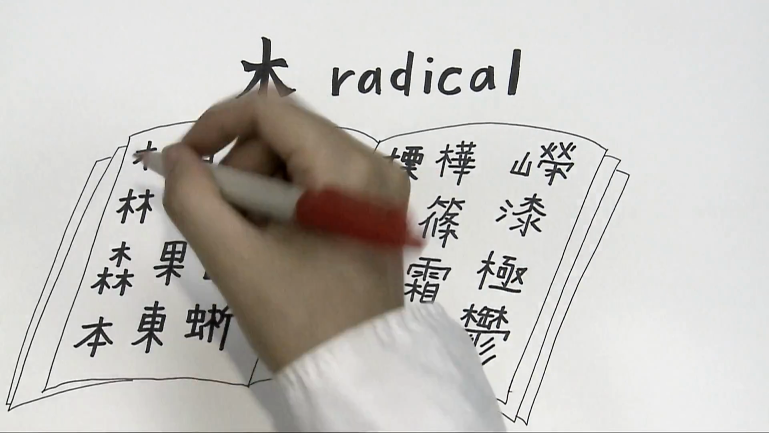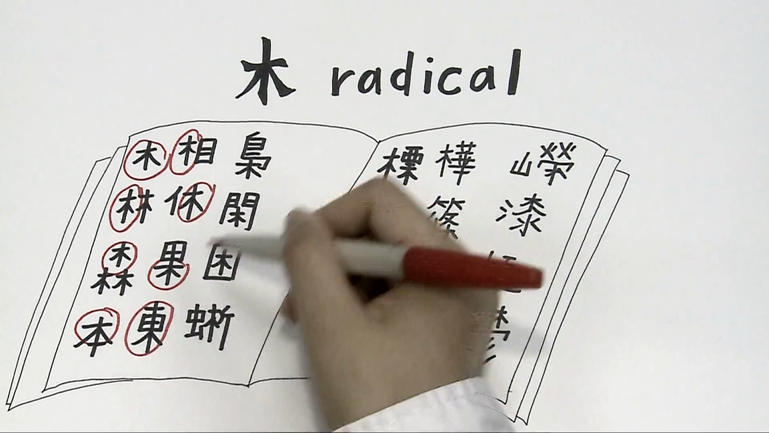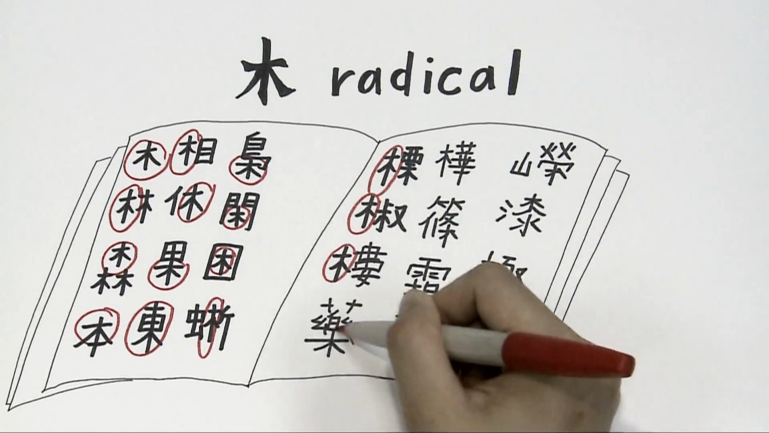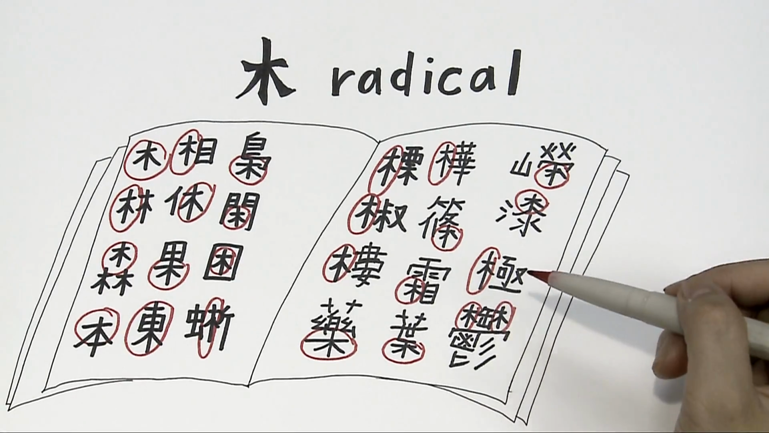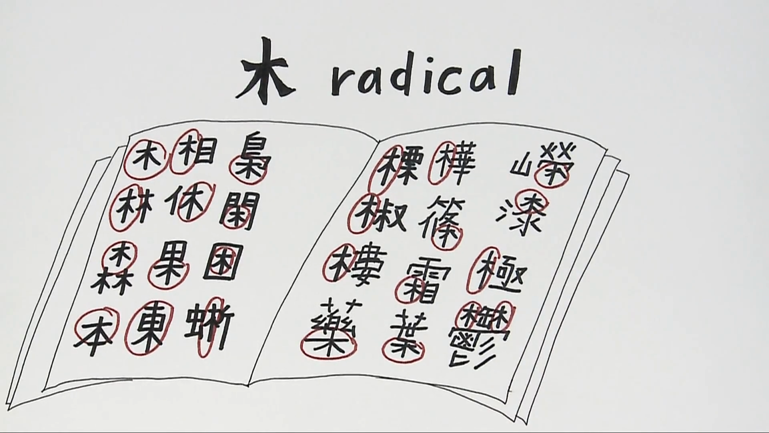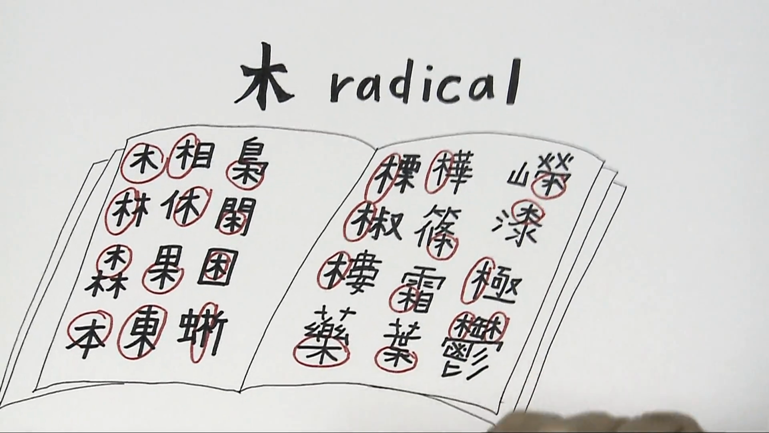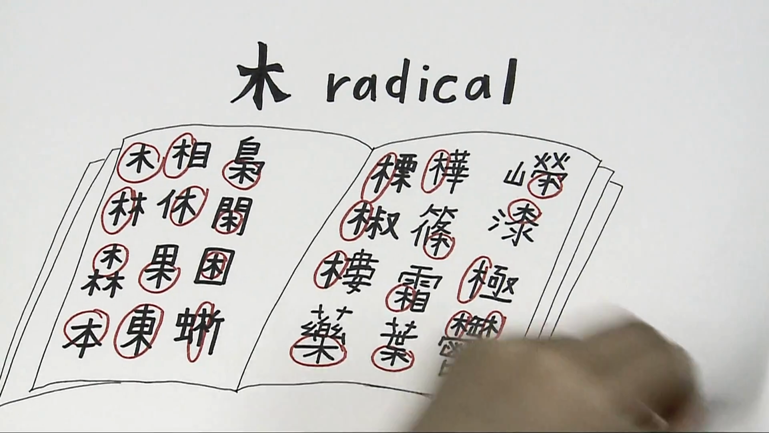Thus, if you encounter an unfamiliar Chinese character, but you are able to recognize the tree radical within the unfamiliar character, you could go to the tree section of a Chinese dictionary to locate the unfamiliar character. Then you could learn how to pronounce the character and also learn its meaning.